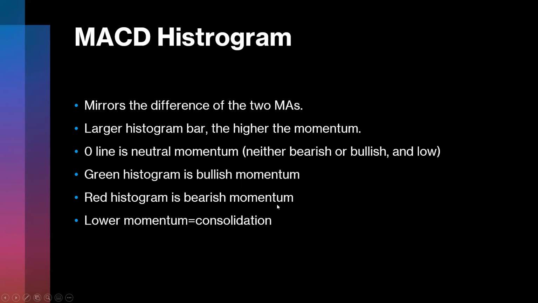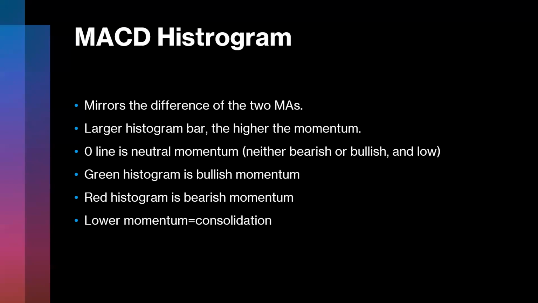So the histogram mirrors the difference of the two EMAs. Okay. So basically, as the two EMAs become farther apart, the histogram also gets either taller or shorter, depending if we're in a bearish momentum or a bullish momentum. Okay. The larger the histogram bar, the higher the momentum. So all it's doing is really just measuring the space between the 26, 12 difference and then the 9 signal line.